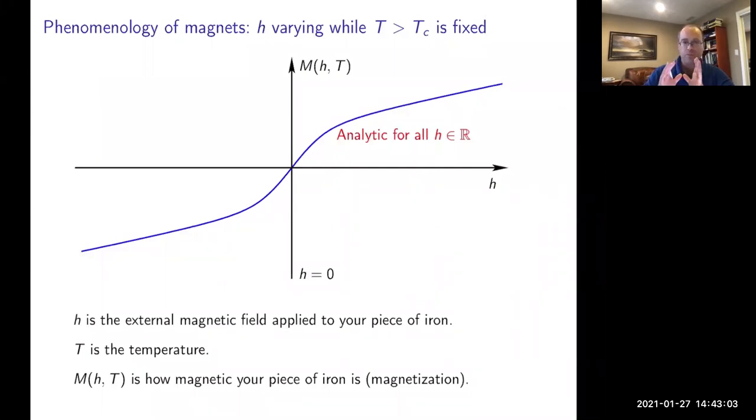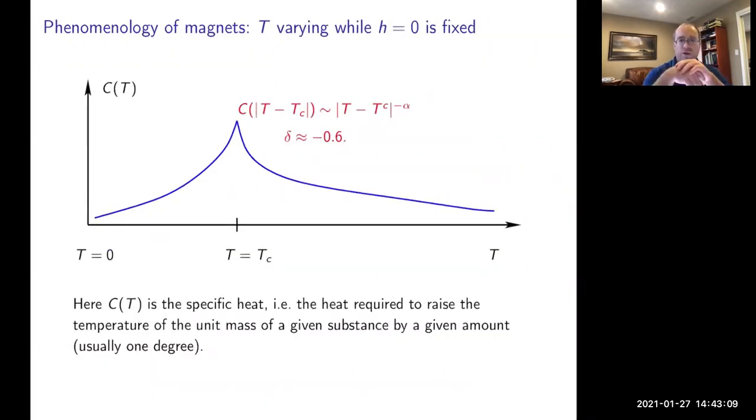So there's another quantity that you can study, and that's the specific heat. It's a little bit harder to think about, but the specific heat, this is how much heat you need to put into your material in order to raise the temperature by a given amount. It's some measurement of how much heat you need to change the temperature. And again, there's this non-analyticity. These are all just cartoon graphs, but there's this non-analyticity when you hit T critical.